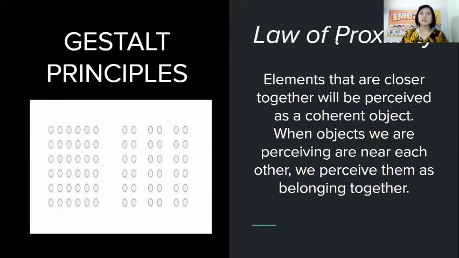First is the law of proximity. Elements that are closer together will be perceived as a coherent object. When objects we are perceiving are near each other, we perceive them as belonging together. Ibig sabihin, ang law of proximity ay batas na nagtataglay ng idea na ang mga bagay na malapit ang ugnayan sa isa't isa ay magkakasama o magkakaugnay. You can see the picture on our left side.